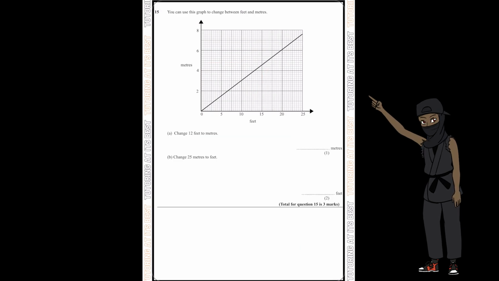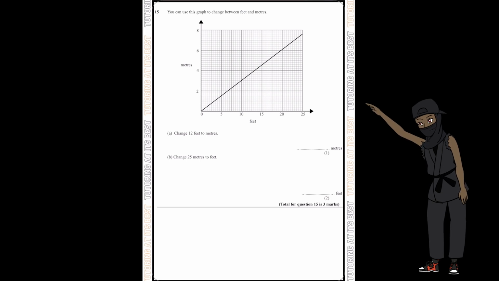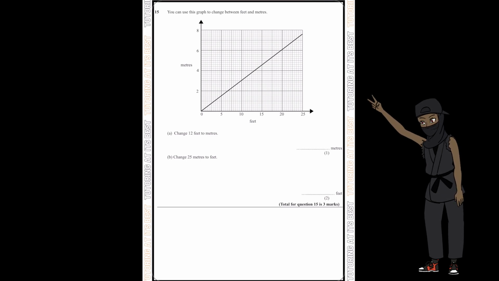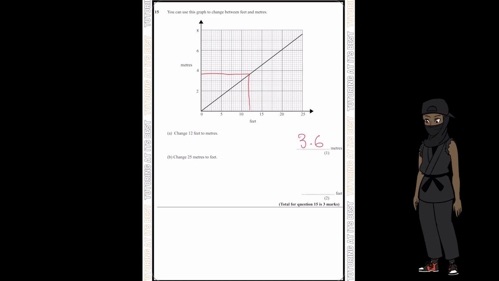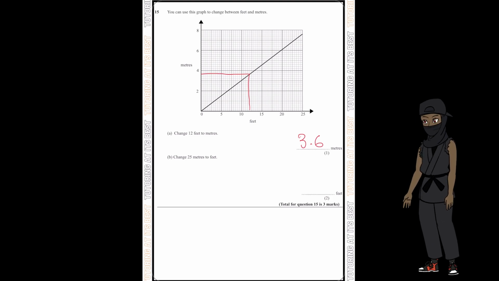Alrighty, question 15. So we're going to use this graph to change between feet and meters. Now, I hope you've got a hang of this, where we simply find 12 feet, which is just before this line here, and we can go up. That again would act just below 4, so let's go for 3.6.